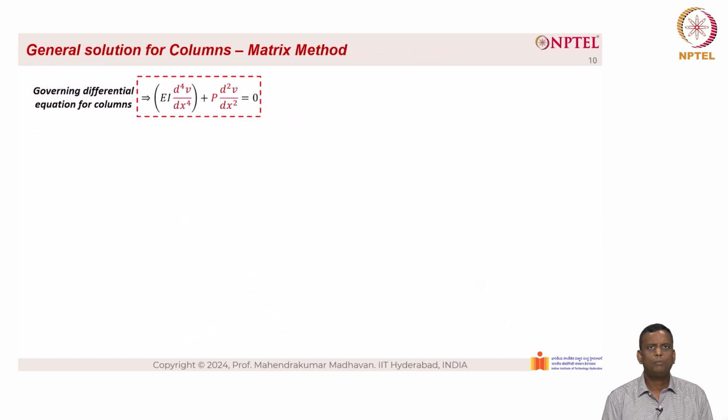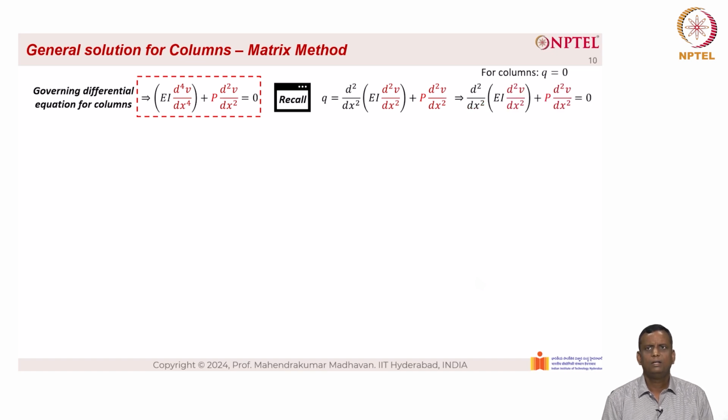So when we talk about the governing differential equation for columns using the matrix method, we need to understand a few things. So q here is basically d square by dx square into EI into d square v by dx square plus P into d square v by dx square. So this again is written as d square by dx square into EI into d square v by dx square plus P into d square v by dx square equal to 0. But the previous equation holds good only if it is a prismatic section.